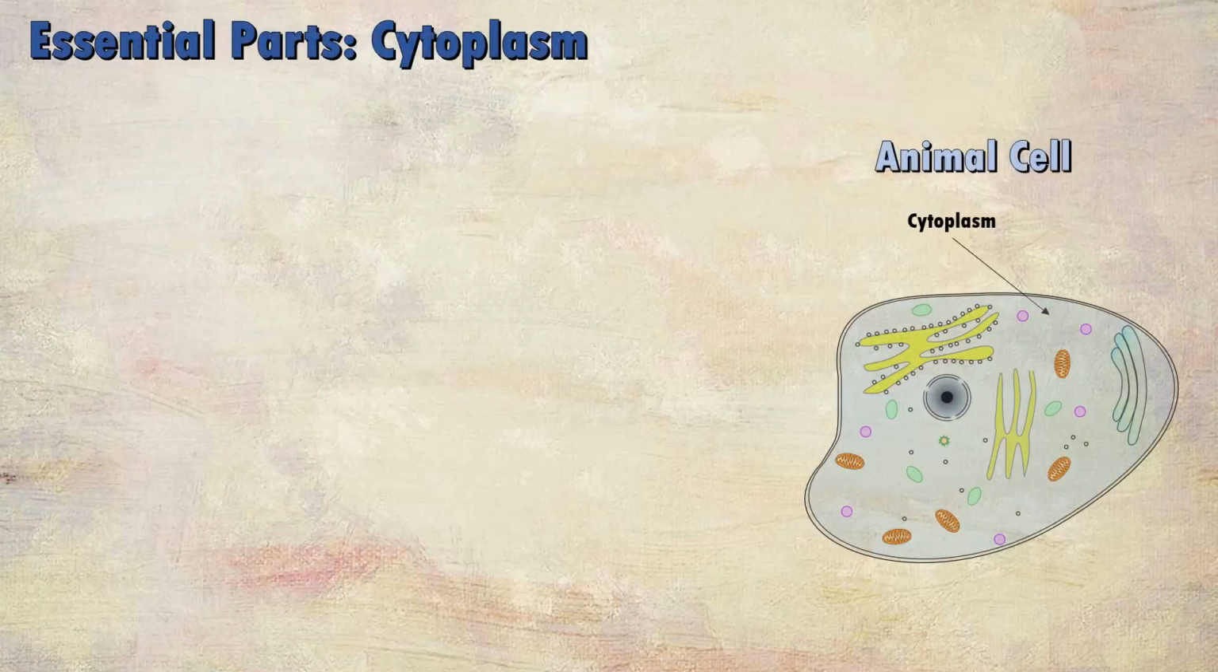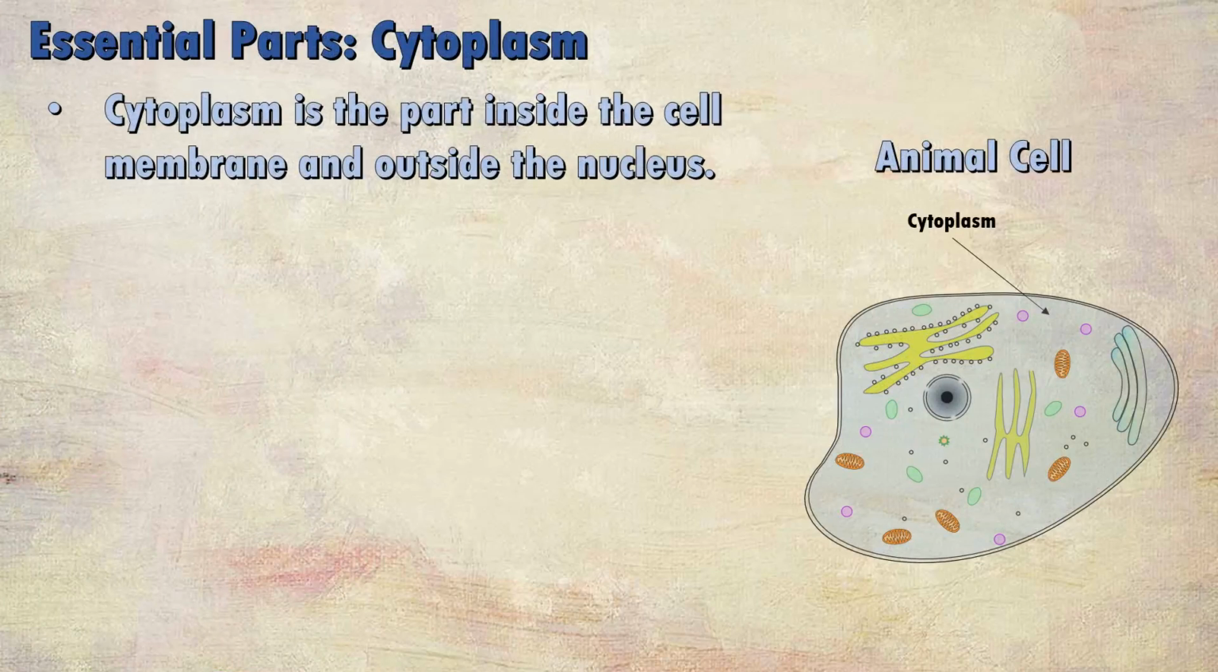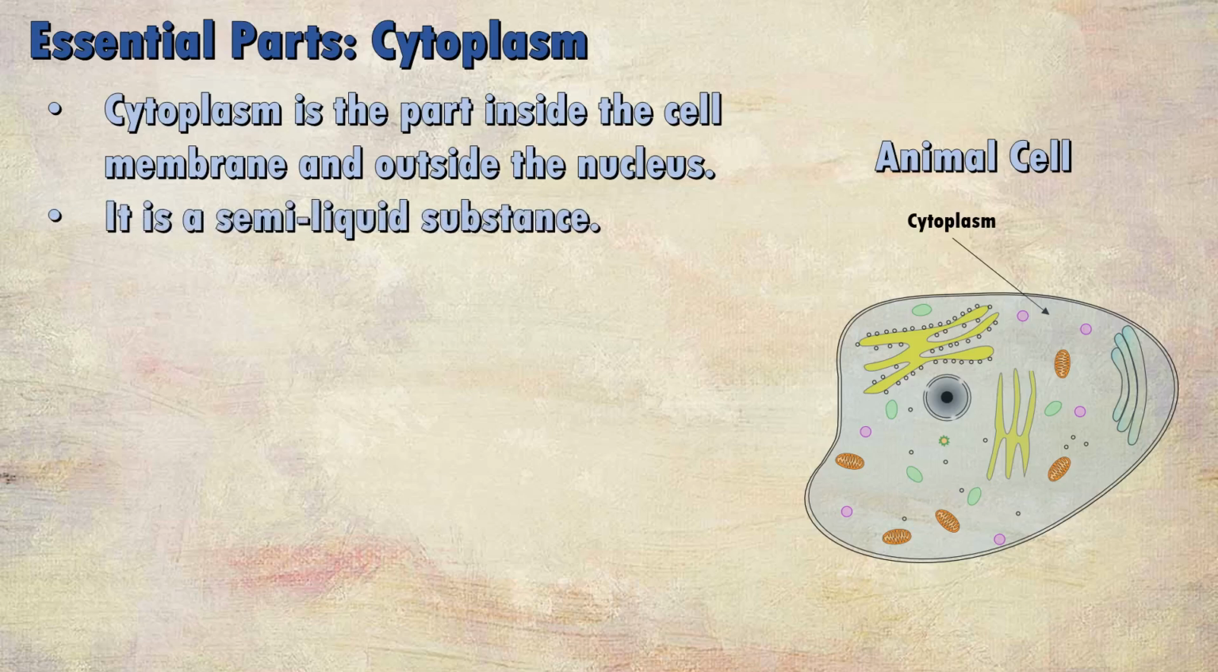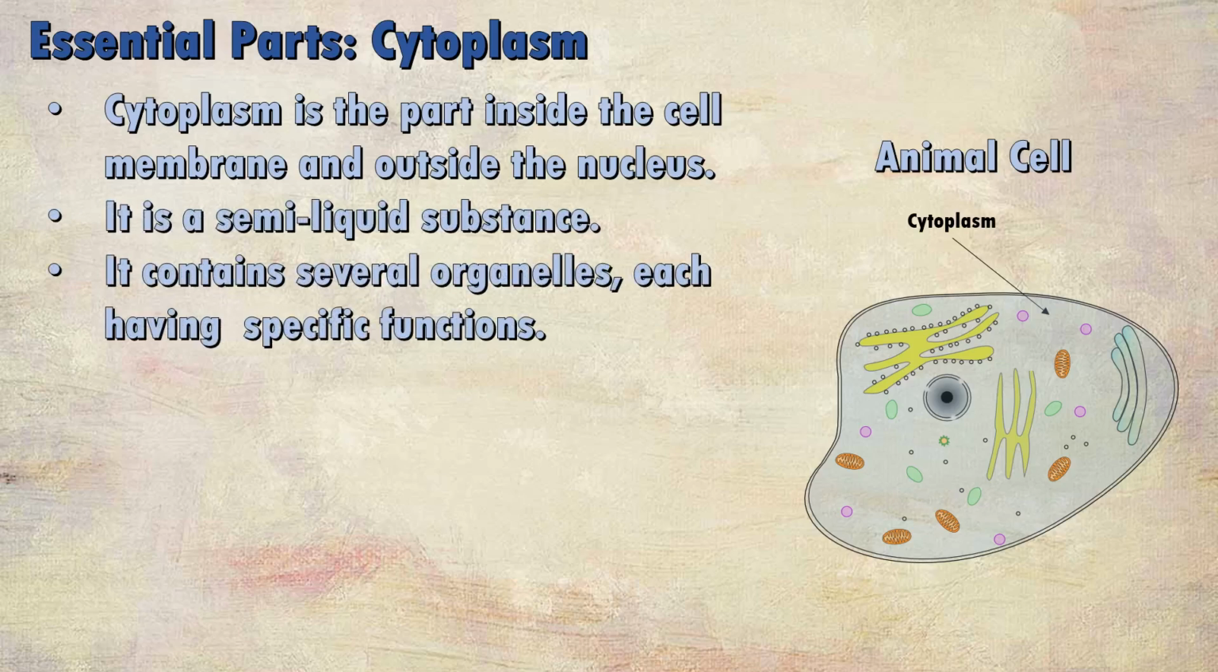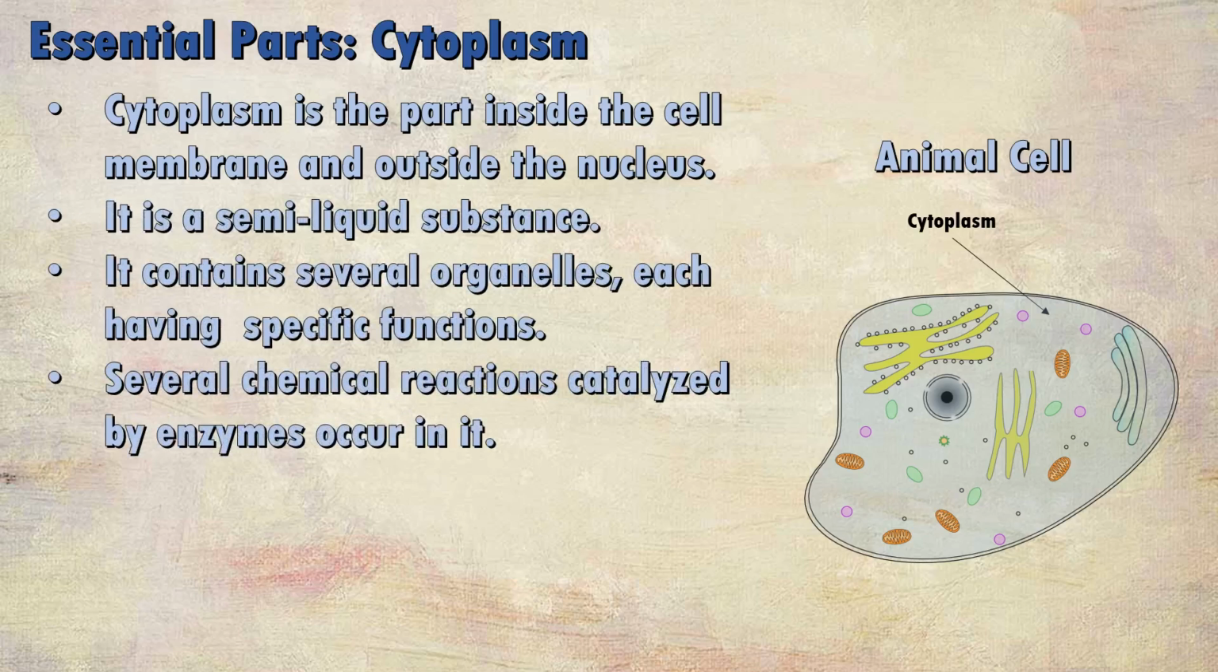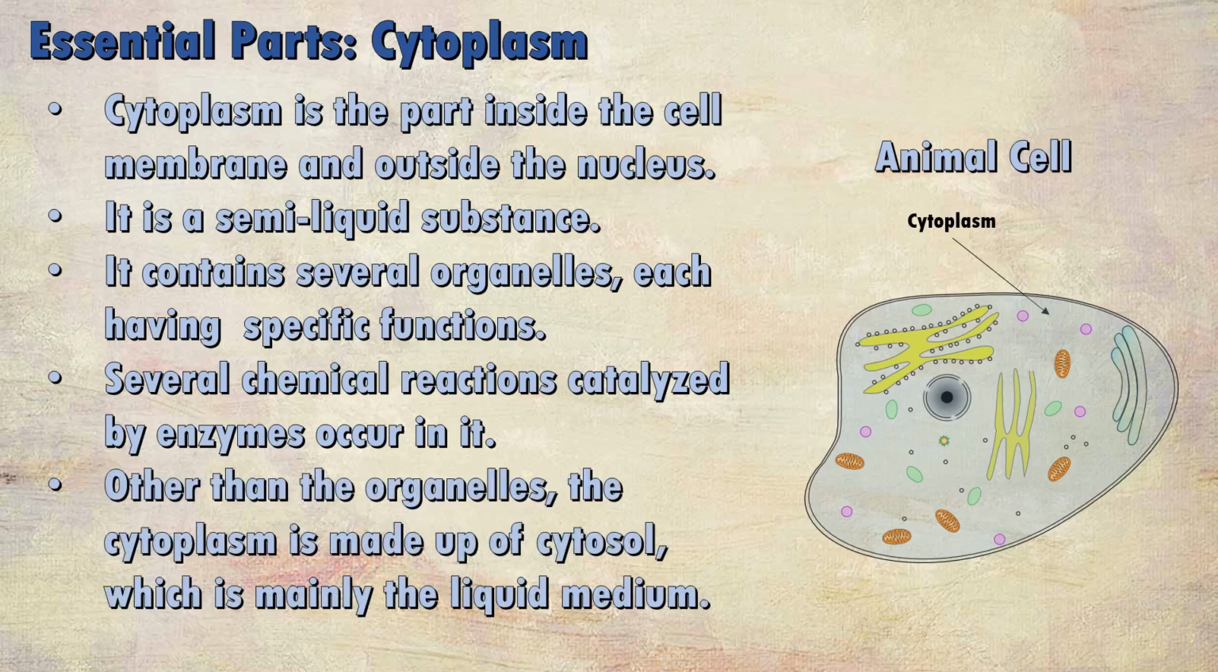Now let's move on to cytoplasm. Cytoplasm is the part inside the cell membrane and outside the nucleus. It is a semi-liquid substance. It contains several organelles, each having specific functions. Several chemical reactions catalyzed by enzymes occur in it. Other than organelles, the cytoplasm is made up of cytosol, which is mainly the liquid medium.